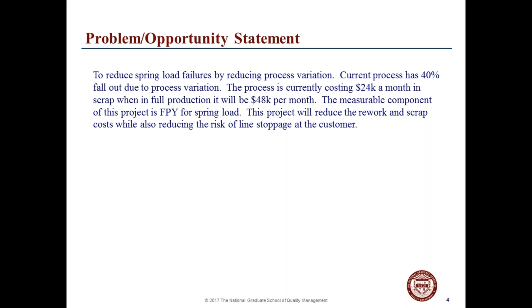Our problem statement and opportunity for our MVP is to reduce spring load failures on a specific part number by reducing process variation. The current process has 40% fallout due to process variation, and that can be from a load failure at the high end or low end. The process is currently costing $24,000 a month in scrap. When in full production, it'll be about $48,000 per month in scrap. The measurable component here is first pass yield for the spring load of the actual seal assembly we're looking at. This project will reduce the rework and scrap costs, while also reducing risk of line stoppage at our customer.